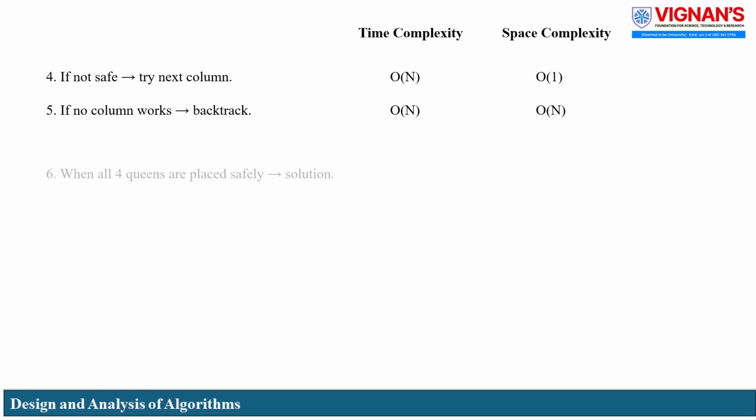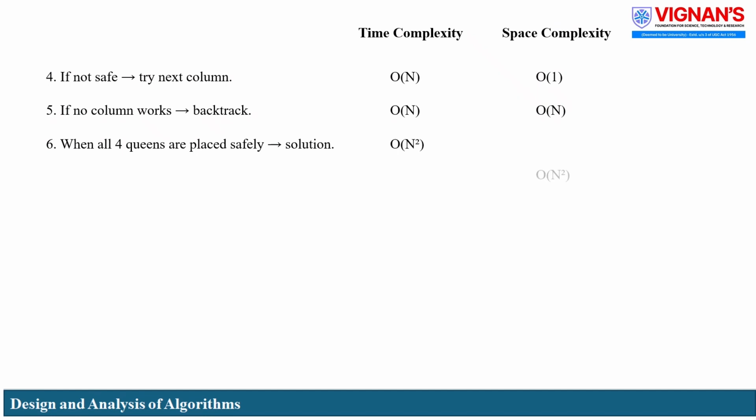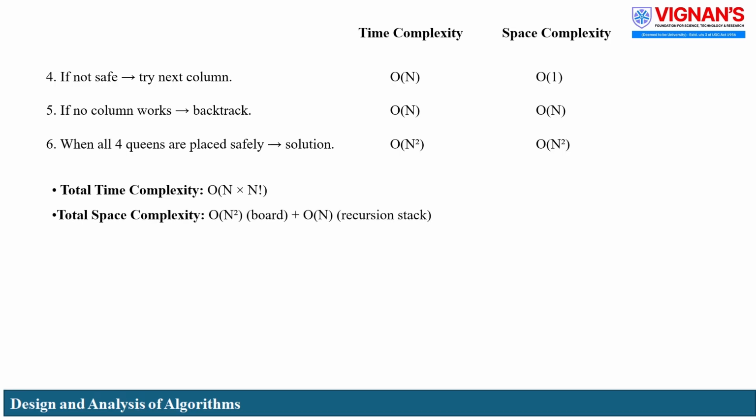Step 6. When all 4 queens have been placed safely, we reach a valid solution. Verifying and storing the solution requires O of n squared time and O of n squared space. Overall, the total time complexity of the 4 queens problem is O of n multiplied by n factorial. The total space complexity is O of n squared for the board plus O of n for recursion.